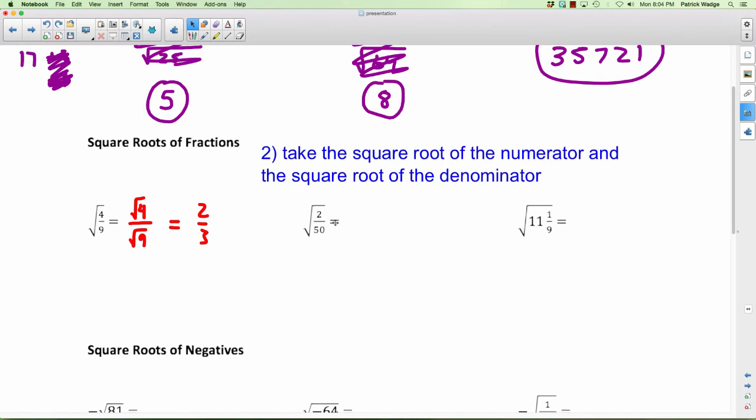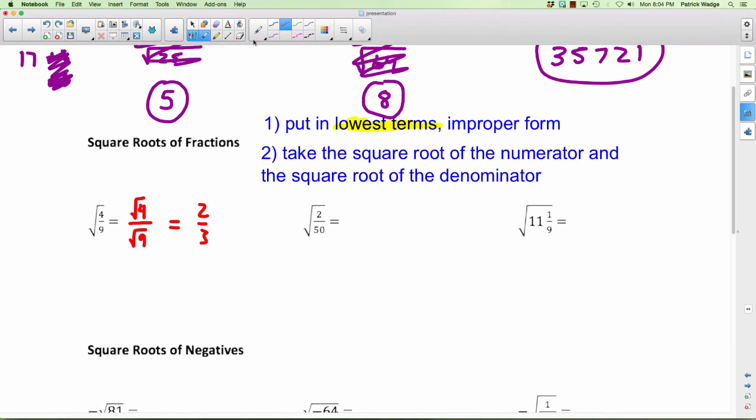You know why? You know what you could do with this fraction? You could put it in lowest terms. So that's what you should be doing first. Before you give up and decide you can't do it, put it in lowest terms. You know what I mean by that? I mean, what can you divide 2 by, and you can also divide 50 by the same thing. You could divide them both by 2, couldn't you? You could divide them both by 2.